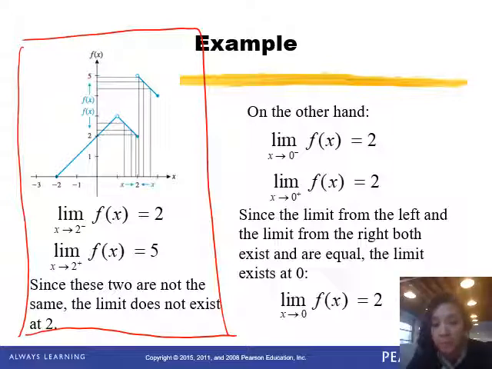However, in our previous problem, this looks like just a different set of limits. I'm sorry, I thought it was talking about the previous equation. You can see here as x approaches 0 from the negative side, the limit is 2, and as x approaches 0 from the positive side, the limit is 2. And because the limit on the left and the right-hand side both exist and are equal, the limit exists at 0 and is 2. The limit as x approaches 0 is 2.